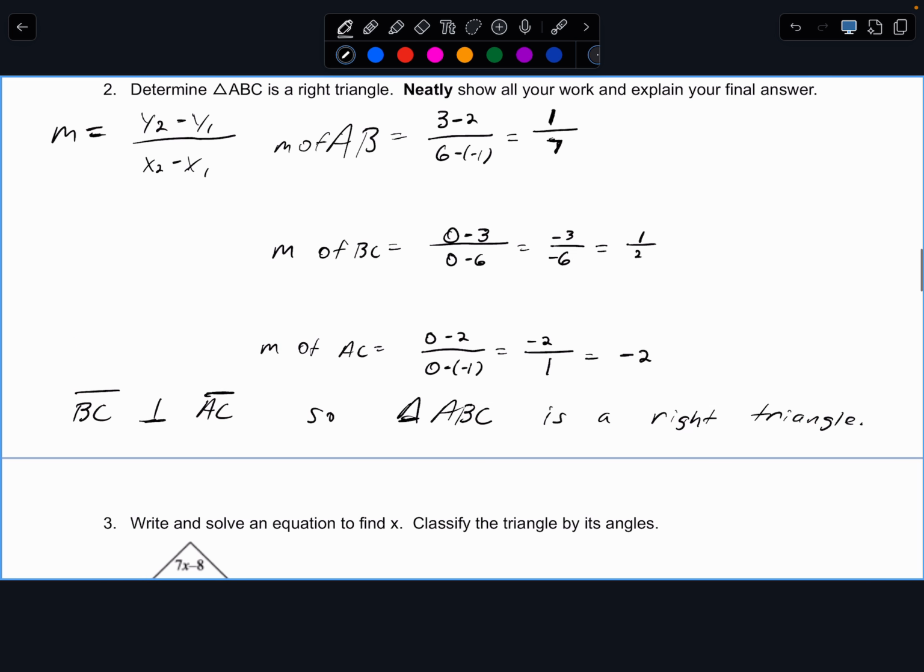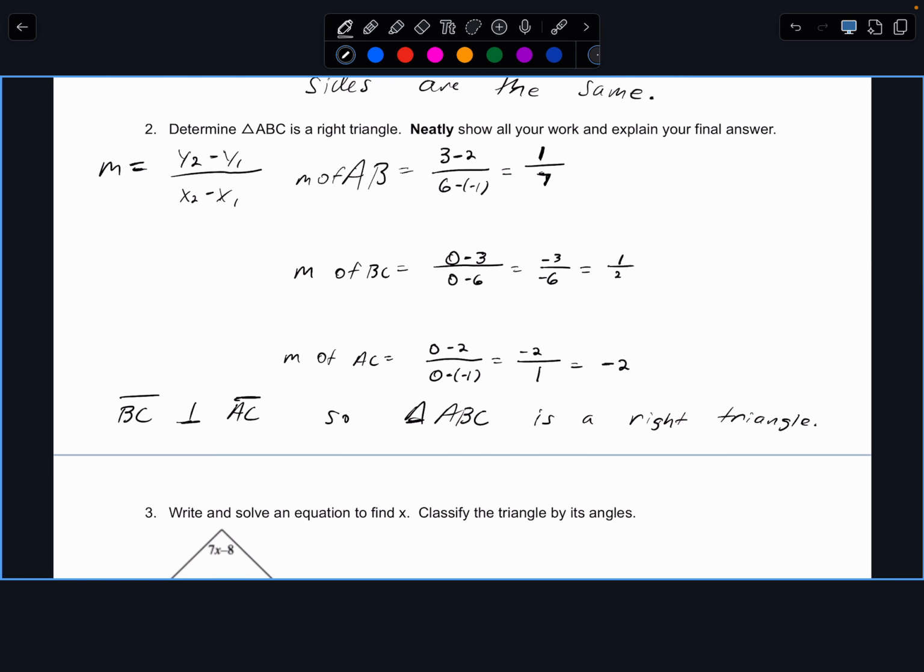Okay, before we move on, is there another way you could do this? Probably. The teacher's asking, so probably. Is there another way? Come on, guys, somebody can think of it. What's another way to determine if a triangle is a right triangle or not?